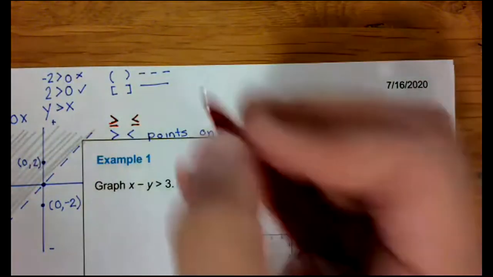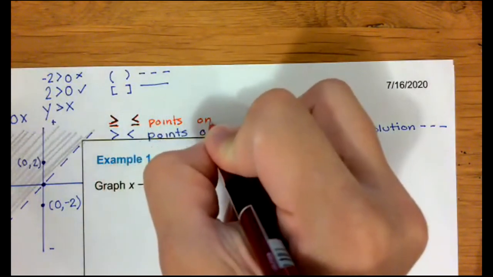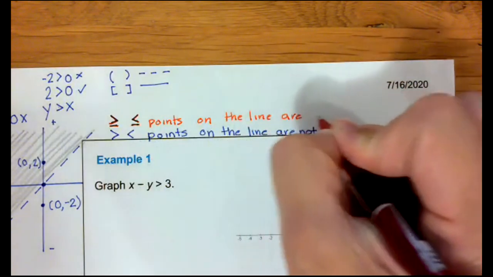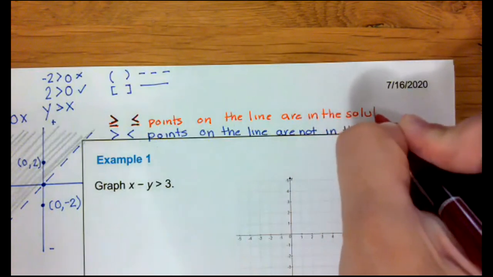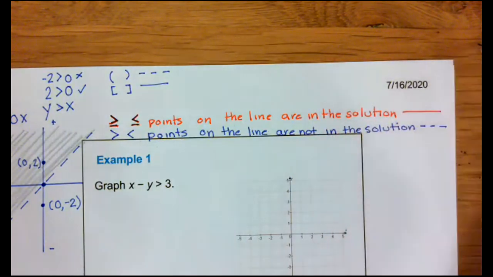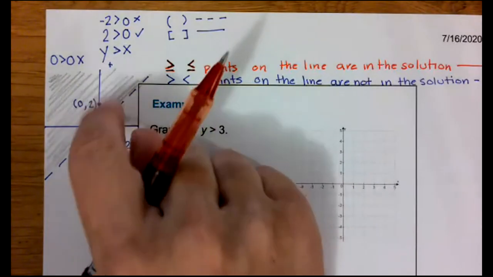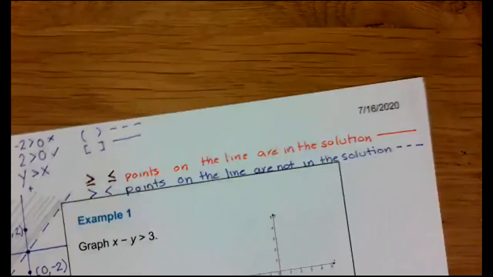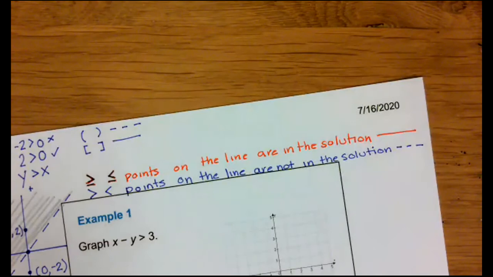Less than or equal to or greater than or equal to, points on the line are in the solution set. So we make it a solid line, okay? That is the difference. And then whether you're going towards positive or towards negative is based on the greater than or the less than symbol, okay? So I'll note that as well.